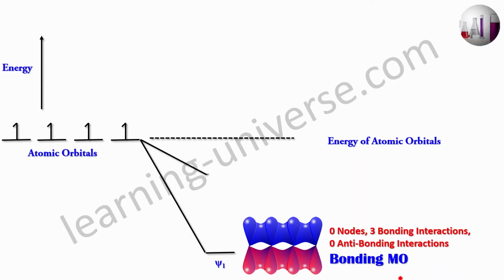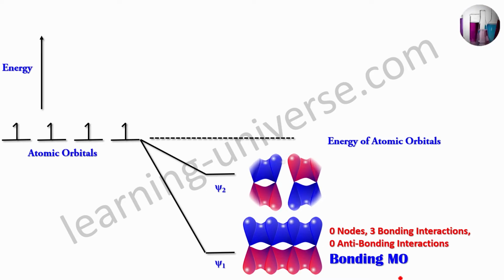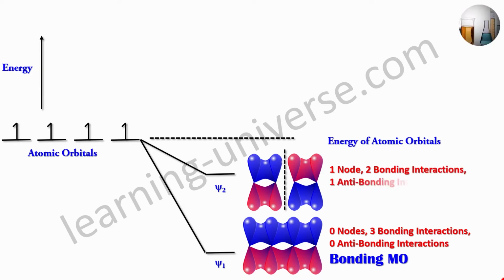So this is the second molecular orbital, psi 2. This is the wave function, and as you notice, there is one bonding interaction here, there is one bonding interaction here, but this is the anti-bonding interaction. So, two bonding interactions and one anti-bonding interaction. It has got one node. So, one node, two bonding interactions and one anti-bonding interaction. Since bonding interactions are still greater, it is called a bonding MO.